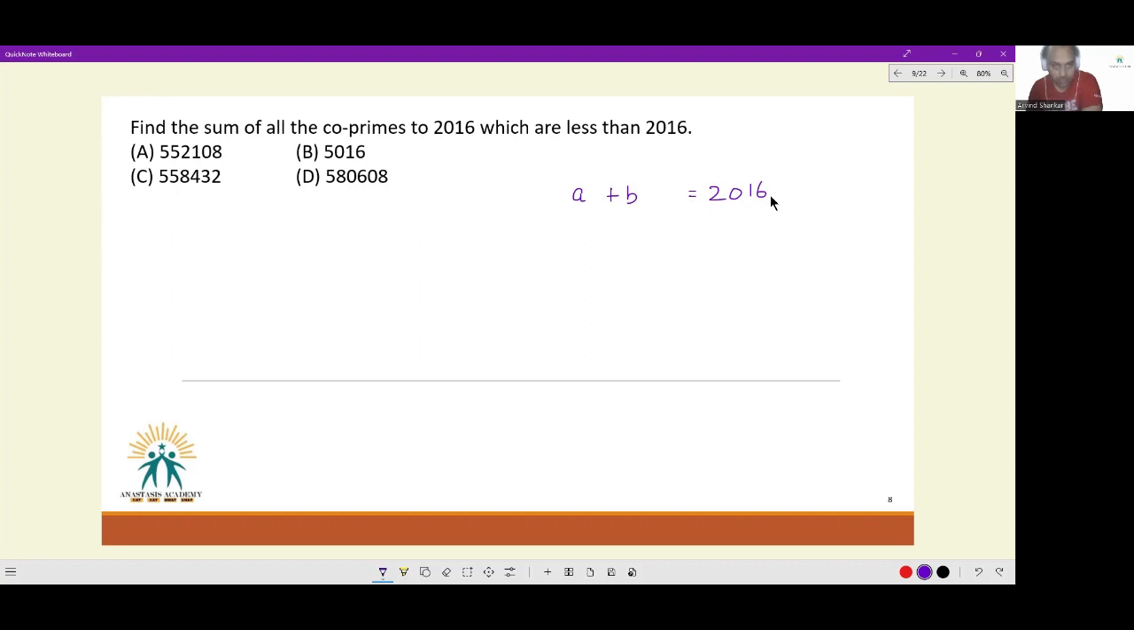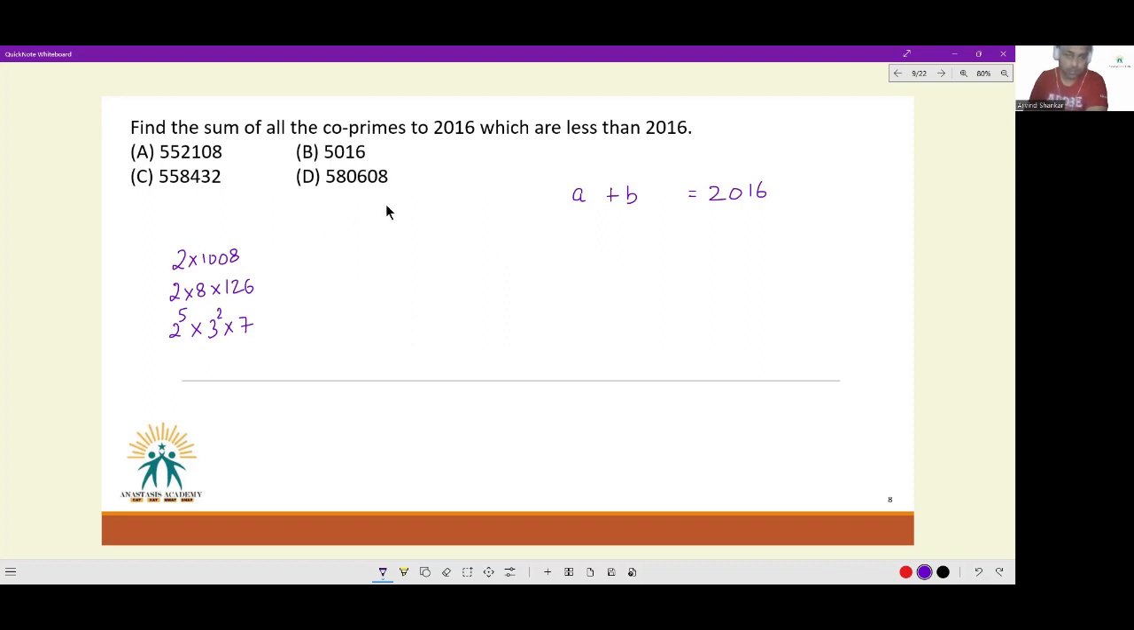First, we know how to calculate how many co-primes to 2016 are under 2016. 2016, I can break it down as 2 into 1008, or 2 into 8 into 126, 16. So 2 raised to the power 5 into 3 square into 7. This is the number that we are dealing with.